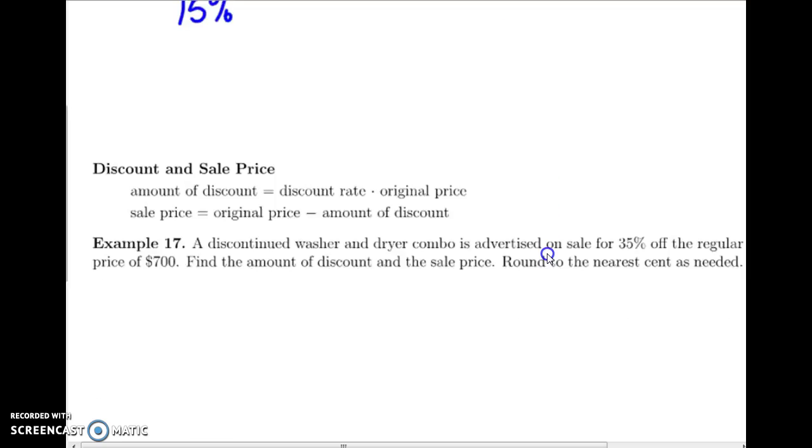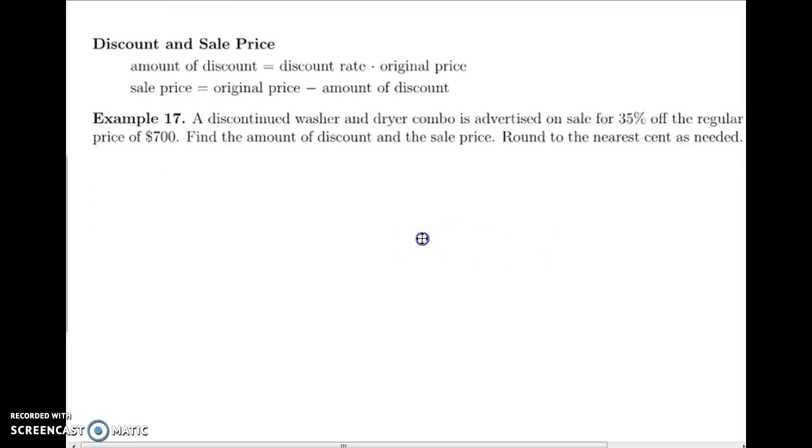All right, discount. Last topic in this section. So yet again, hopefully this is becoming kind of repetitive to you. We just multiply the rate times the original or the base price. So that's the amount of discount. That's what we're actually saving, right? If we want to find out what we're actually going to have to pay for this discounted item, we have to subtract.